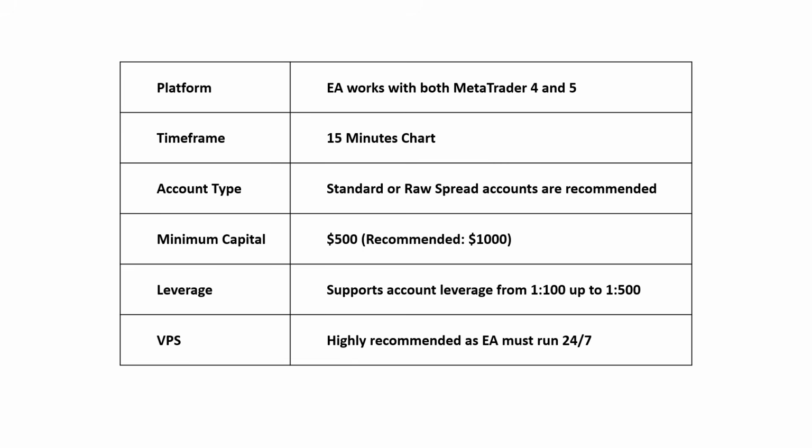With the risk-based lot sizing, the EA scales with your account, so you don't need a massive balance to get started. Leverage. Minimum 1 to 100 recommended. Higher leverage like 1 to 200 or 1 to 500 gives you more flexibility, especially on smaller accounts.